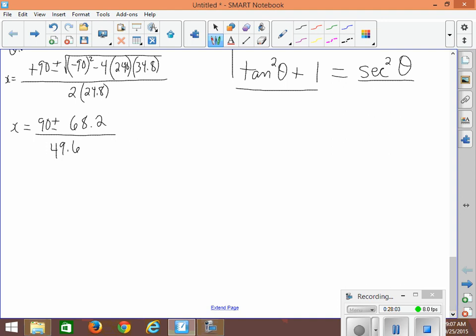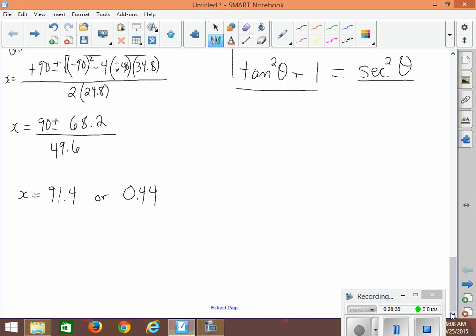So first, let's do the positive root. 90 plus, well, they'll both be positive roots anyway, won't they, now that I see the math. Divided by 49.6 gives me x equals 91. Somebody can check my math. One possible answer. And then we have 90 minus 68.2 divided by 49.6. Or, if we do the minus, we get 0.44. Did I do that right?